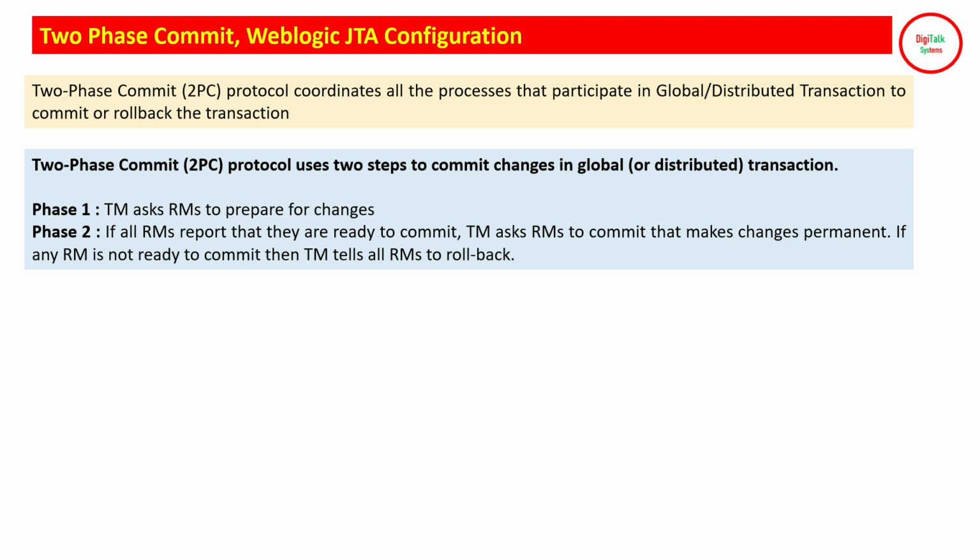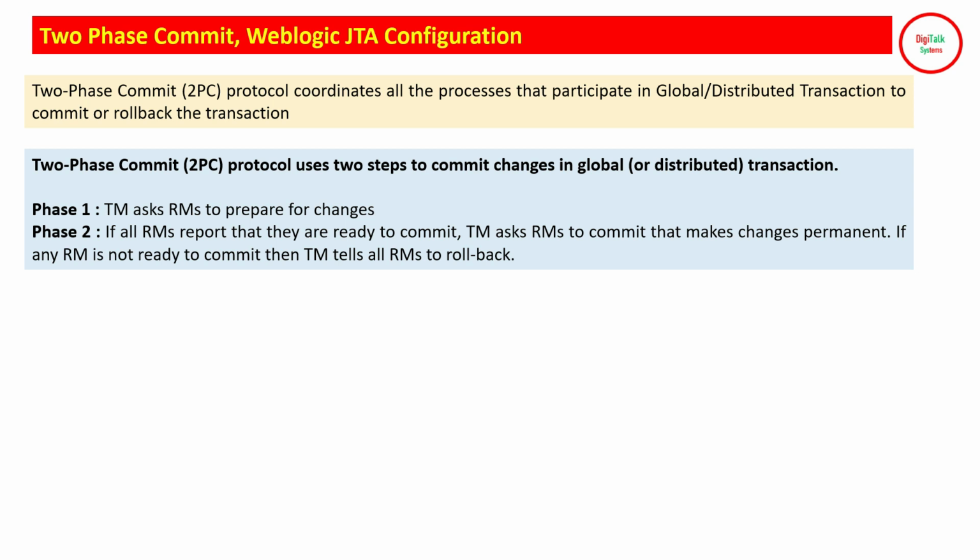The first one is the TM, or the transaction manager, asks the resource manager to prepare for changes. Okay, and then if all RMs, that means all resource managers, report that they are ready to commit, the transaction manager asks the resource managers to commit, which makes the changes permanent. If any resource manager is not ready to commit, then the transaction manager tells all RMs to roll back. This is exactly in line with the example that I explained just some time back.